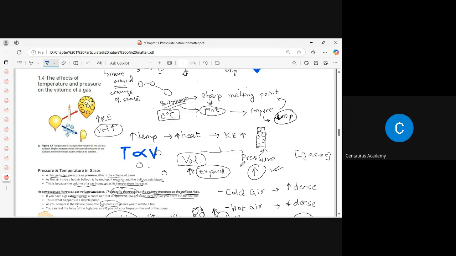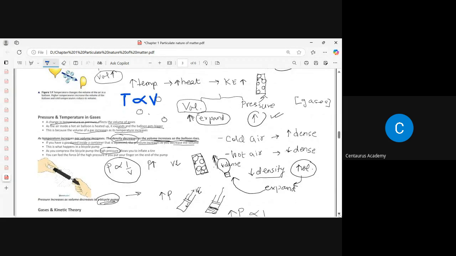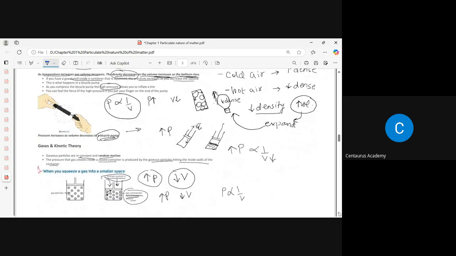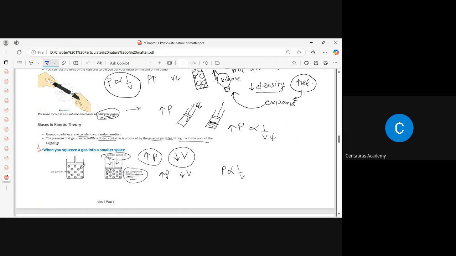Similarly, if we look into the pressure and volume changes, they are inversely proportional to each other. For instance, in this diagram there are gaseous particles within a certain container, and there is a plunger. When you push in the plunger, you are increasing the pressure. When you increase the pressure, the volume decreases, and the gas particles are compressed within a smaller volume. This means that increasing the pressure decreases the volume, which shows an inversely proportional relationship between the two. Is this point clear so far?